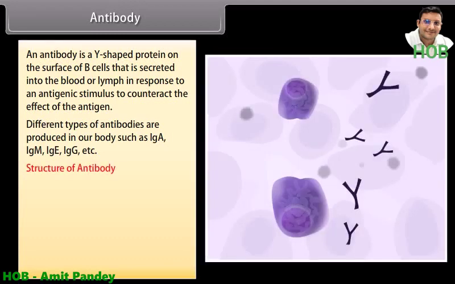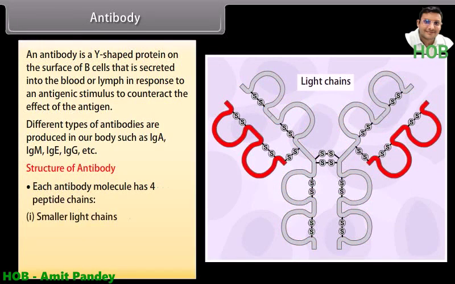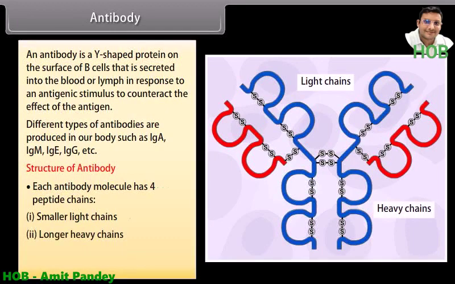Structure of antibody. Each antibody molecule has four peptide chains: smaller light chains and longer heavy chains. An antibody molecule is represented as H2L2.